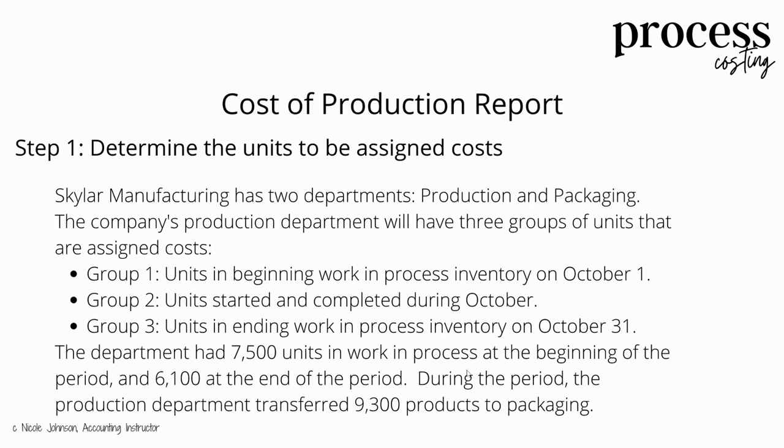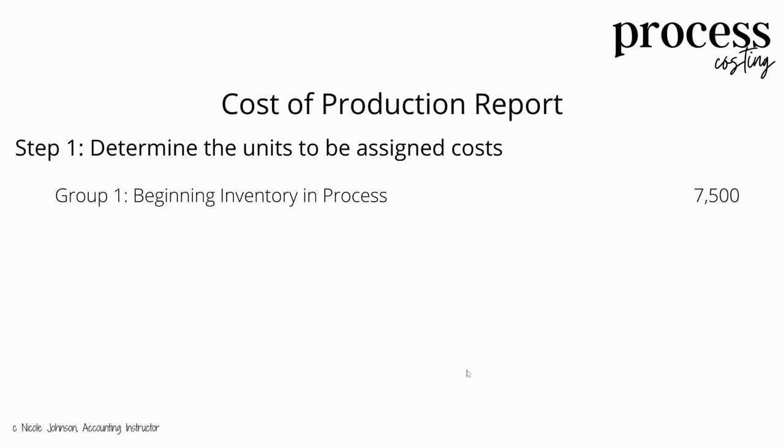The department had 7,500 units in work in process at the beginning of the period and 6,100 at the end of the period. During the period, the production department transferred 9,300 products to packaging. So let's start with Group 1. This is our beginning inventory in process. This was a given number to us in the example: 7,500.